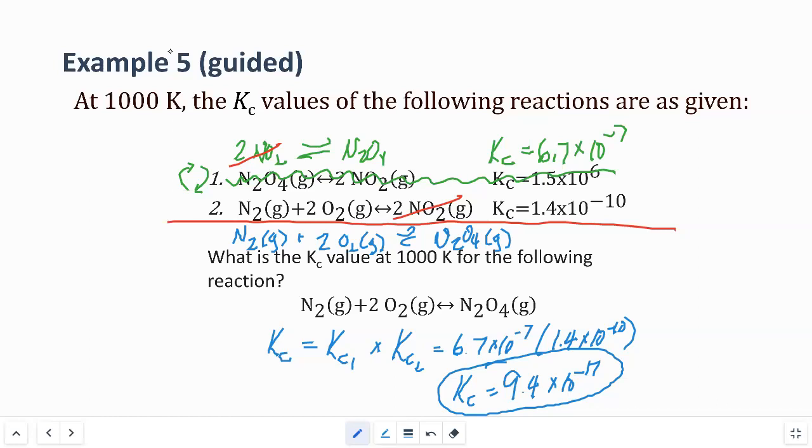So at 1,000 degrees Kelvin, this is an extremely unfavorable reaction. This is very, very reactant favored. If we were to look at this expression, if we were looking at this mixture, we would see almost exclusively nitrogen and oxygen and very little of the dinitrogen tetroxide. Right. Any questions with manipulating equations to get new values of K?